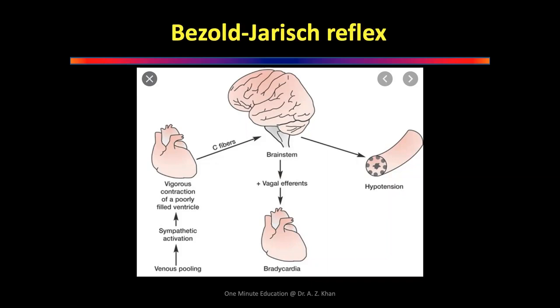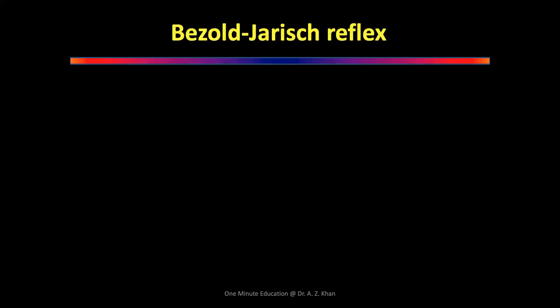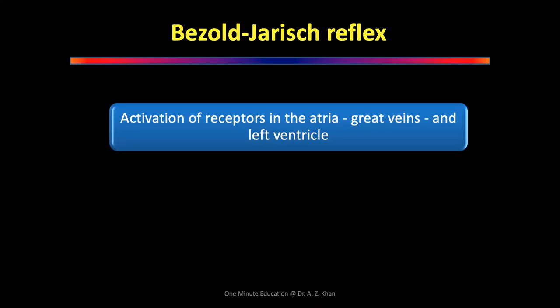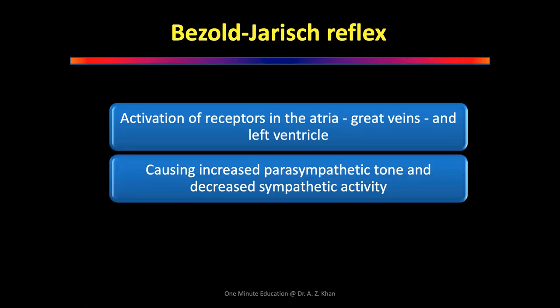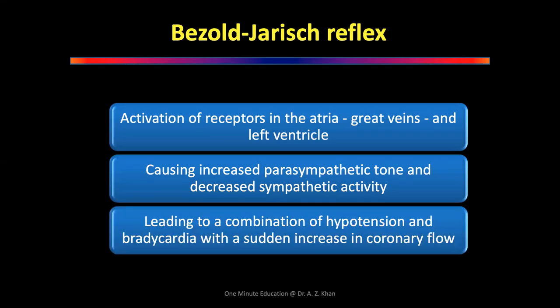This is the Bainbridge reflex, okay? This again is part of normal physiology. It's activation of the receptors in the atria, great veins, and left ventricle causing parasympathetic tone: increase parasympathetic and decrease sympathetic activity. This is the answer to it. Increase parasympathetic, decrease sympathetic. Okay?